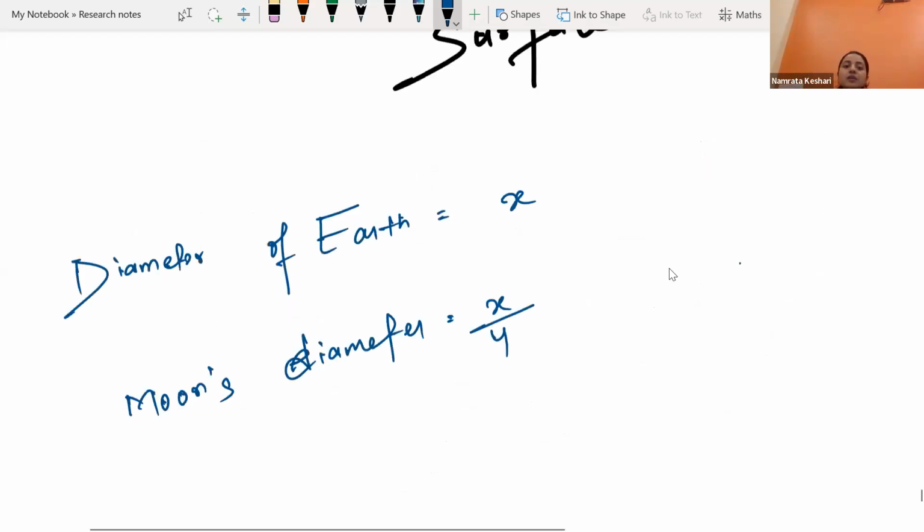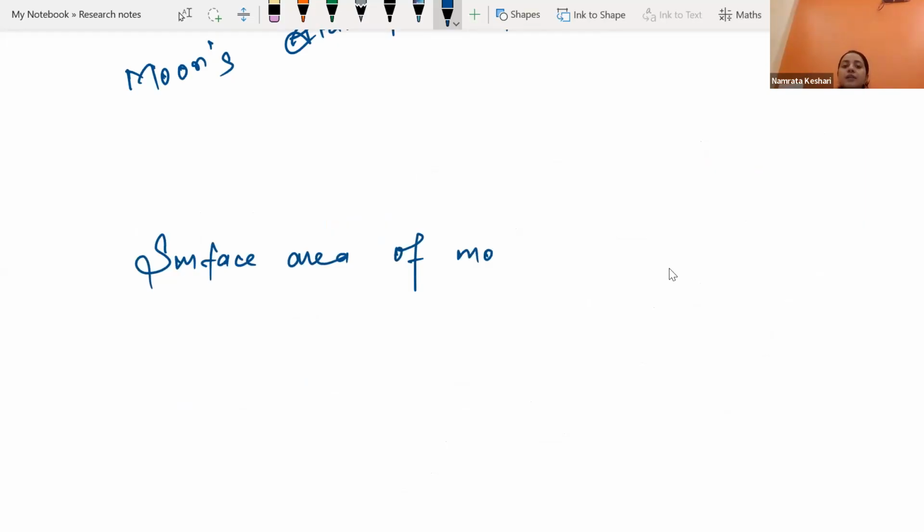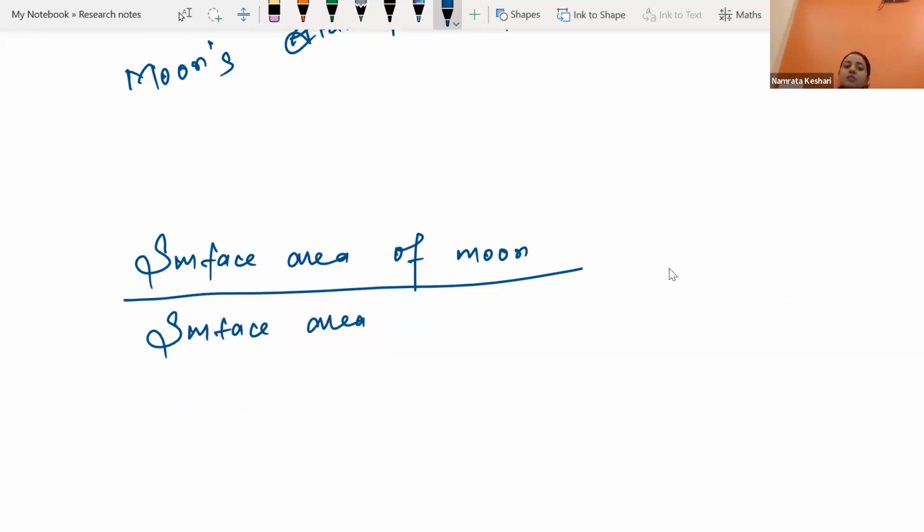So let's find the ratio between the surface area of the moon and the earth directly. Yesterday also we did such a question where I said please don't do it separately and then try to find the ratio. You can do it directly and then you will find that something is getting cancelled. Since both are spheres, the formula is the same: 4 pi r square.